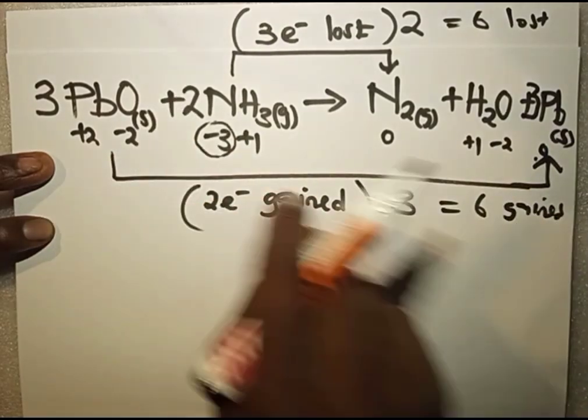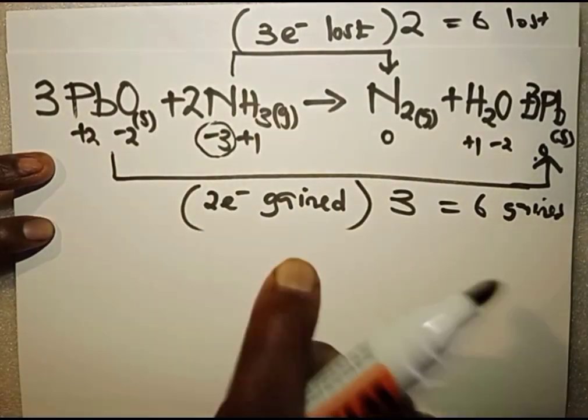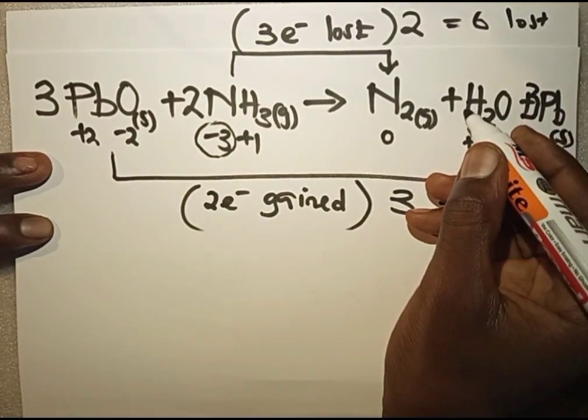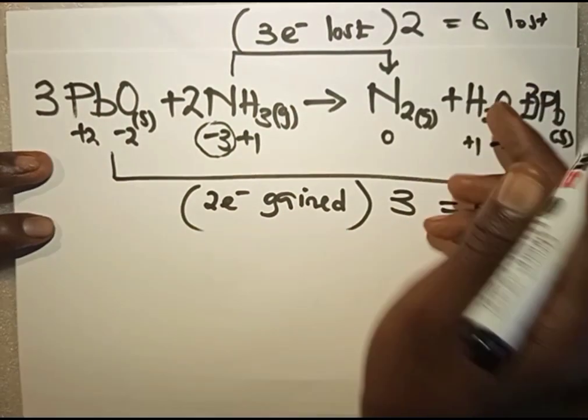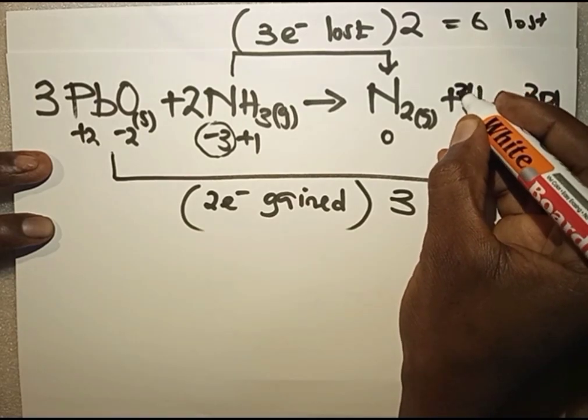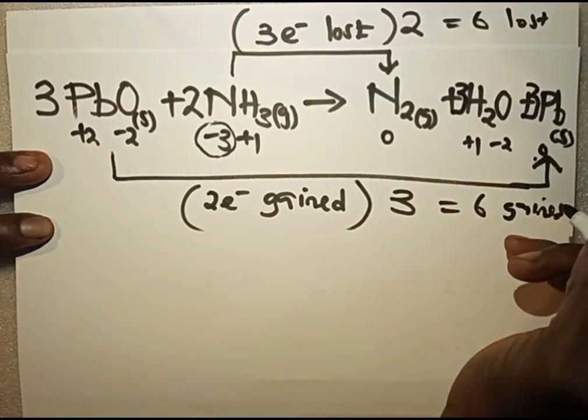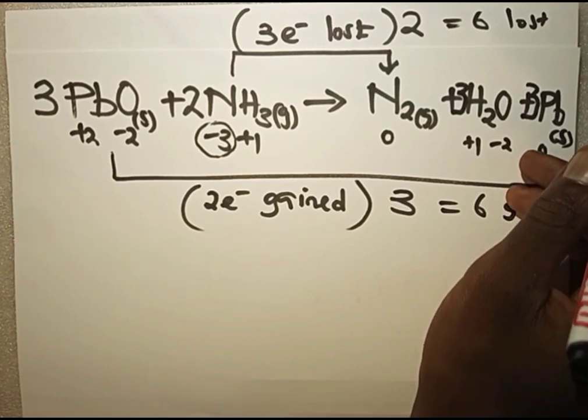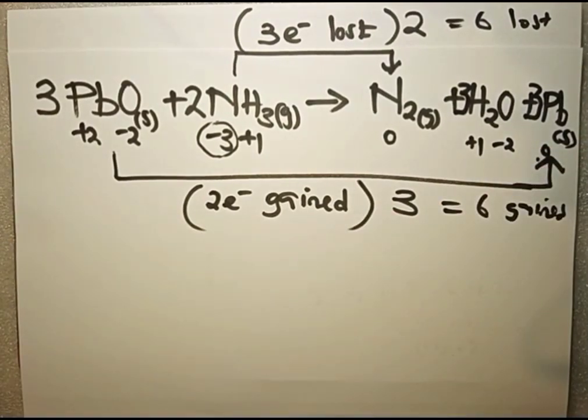We have how many hydrogens this side? 6. Then this side, how many hydrogens? We have 2. So meaning we're also going to put a 3 here. Okay? We're going to put a 3 here. By doing this, our equation is balanced. Wonderful. So, you can look at these other examples.